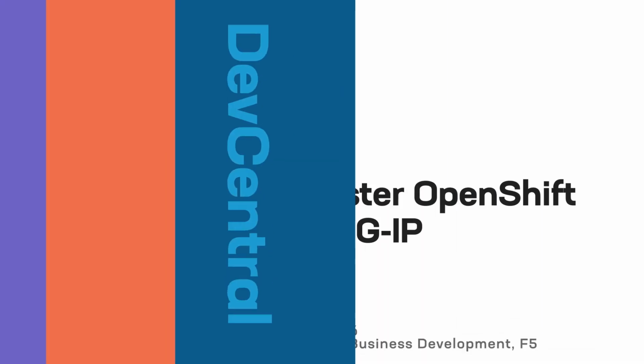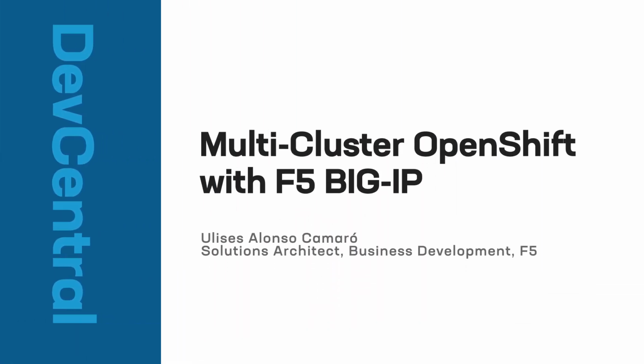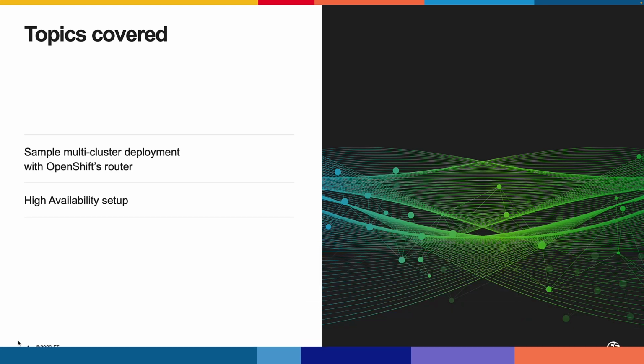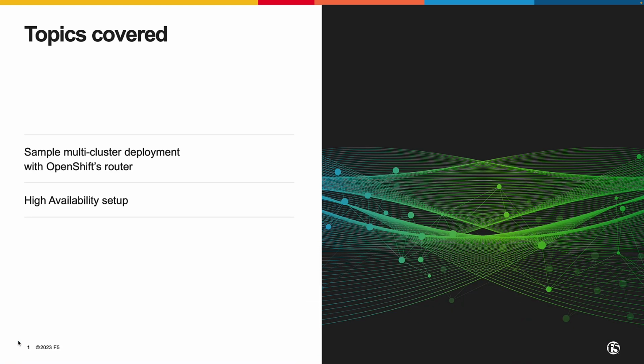Hello, welcome to this quick demonstration on multi-cluster OpenShift with F5 BigIP, which enables distributing Kubernetes workloads across clusters on a per application basis. First, a multi-cluster deployment using OpenShift's default router will be demonstrated. Lastly, we will cover the high availability setup of this solution.